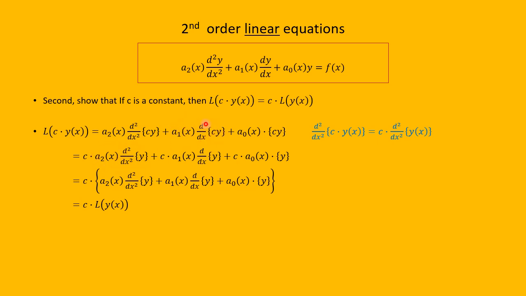Using a similar property for first derivatives, this term here with the derivative with respect to x of c times y of x turns out to be c times a1 times the derivative with respect to x of y of x. And then we have this term here, pulling out the c. So now each of these terms has a factor of c. We factor it out, so we have c times this plus this plus this. And then we notice that this stuff inside the braces is just L of y of x. So we have that L of c times y of x equals c times L of y of x.